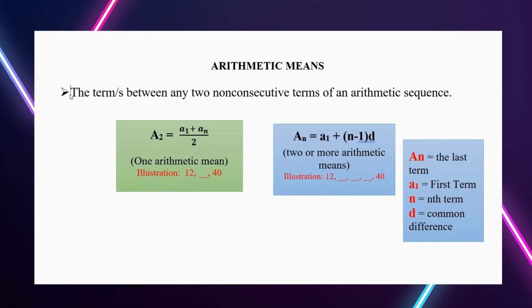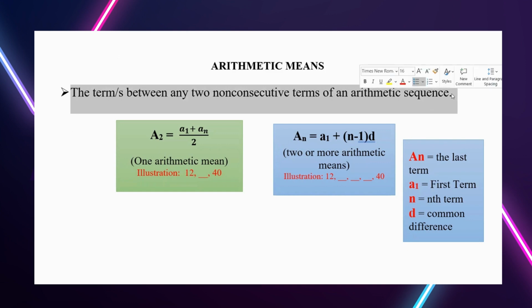Sa video ito, pag-uusapan natin ang arithmetic means. Ano nga ba ang ibig sabihin ng arithmetic means? The term or terms between any two non-consecutive terms of an arithmetic sequence is called arithmetic means. Ibig sabihin, kapag ang nawawala at ang hinahanap ay terms na nasa pagitan ng dalawang numbers, ang tawag dito ay arithmetic means. We have two formulas na maaari natin gamitin to solve the value of the arithmetic means.